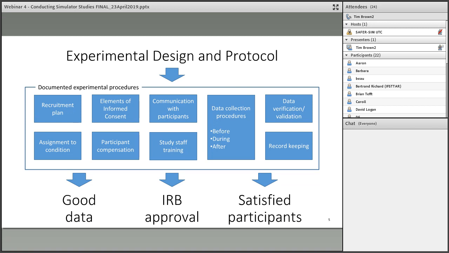So as part of this process on conducting simulator studies, what we really need is a documented set of experimental procedures. And we've got a nice little display up here of all the things that go into that, from a recruitment plan to what the elements of consent are, how you communicate with participants, what those procedures are in terms of collecting the data both before, during, and after. How do we assign participants to conditions? How much should we pay participants? Is our staff trained? And then at the very end, you wind up with the data verification, validation, and also record keeping. And so there's a sequence to this.